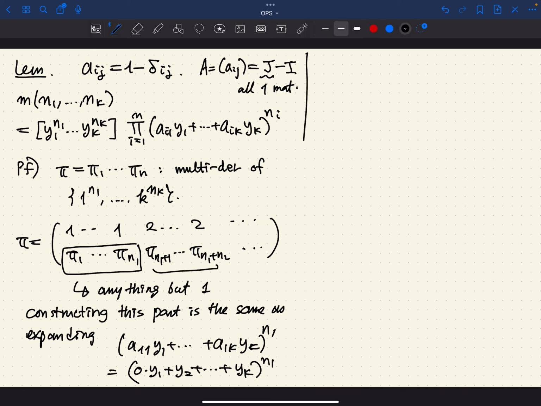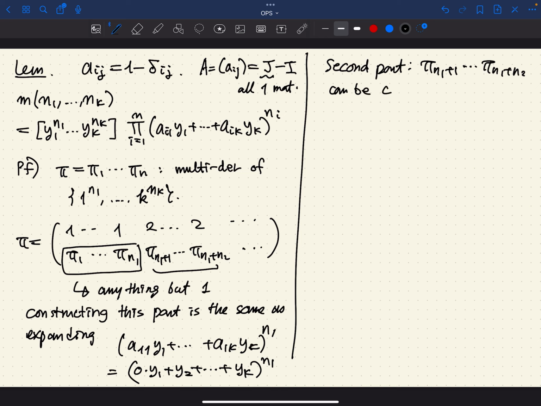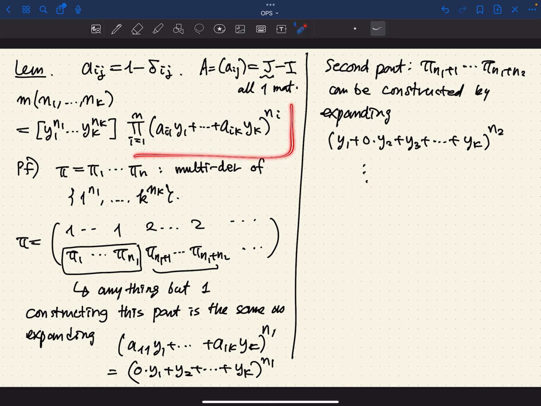The second part, pi n1 plus 1 through pi n1 plus n2, can be constructed by expanding the second part, like y1, 0, y2, y3, yk, and so on. So that means, in this way, if you expand the polynomials, then you get a word, right?